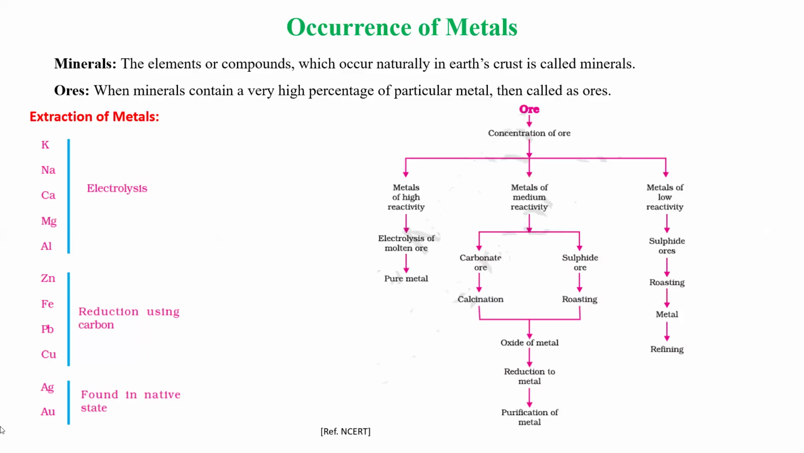So here, on the right side, this chart is very important. This is going to represent and summarize all the processes. First, we have the concentrated ore here, and on this side we have highly reactive metals. When it is highly reactive, we have to use the electrolysis process for the molten ore. If it is molten, then only electrolysis is going to take place, and finally we'll get the pure metal. So in the electrolysis, you know that we have the cathode and anode, and which metal you are going to obtain.